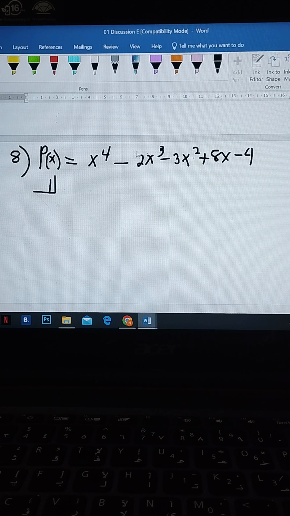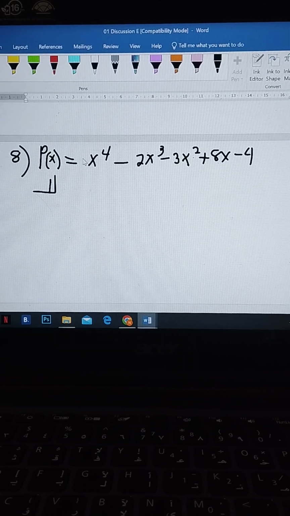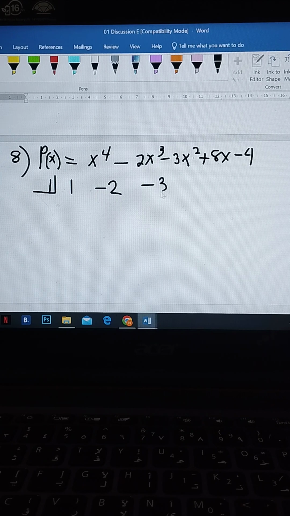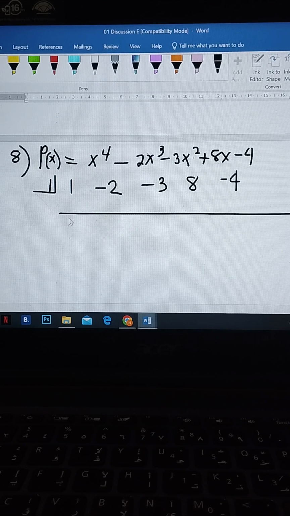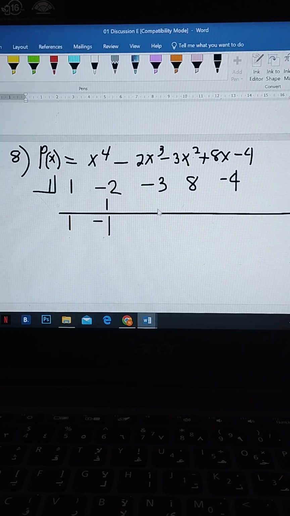Check the coefficient for the degree of the polynomial. Okay, complete. So get the coefficients: invisible 1 for degree 4, negative 2 for degree 3, negative 3 for degree 2, 8 for linear, and negative 4 for the constant term. Bring down 1. 1 times 1 equal to 1. Negative 2 plus 1 is equal to negative 1. Negative 1 times 1 is negative 1. Negative 3 plus negative 1 is negative 4.